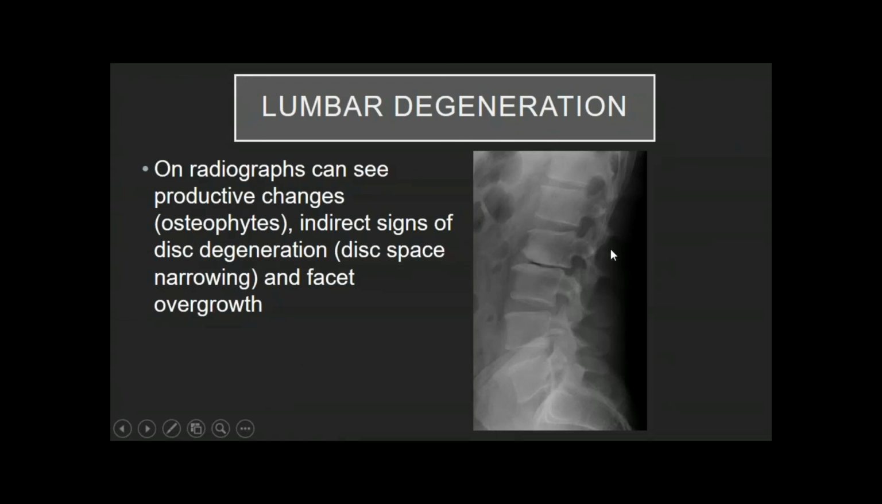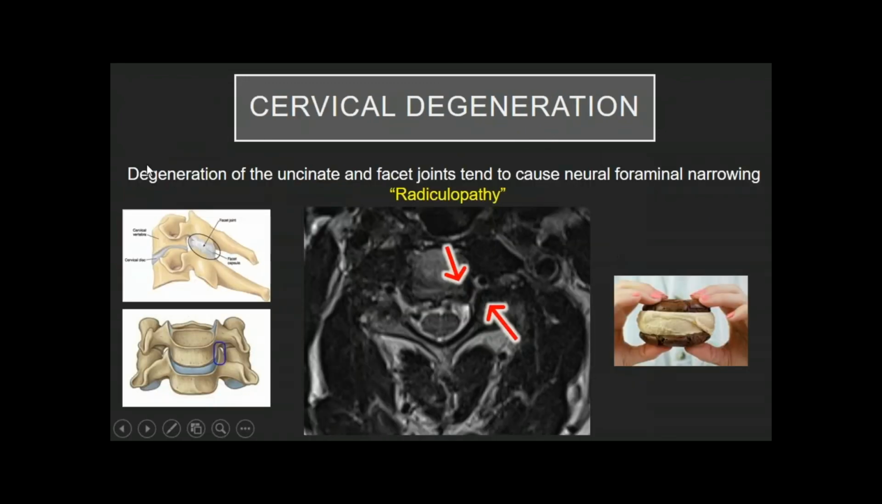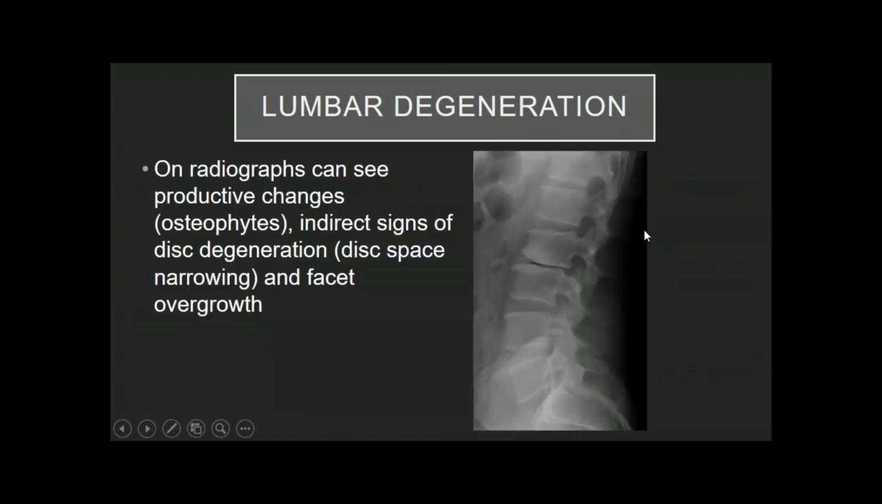So what does that mean? Let me just go back. The uncovertebral and facet joints are going to tend to cause foraminal narrowing, just like this example. So in the cervical spine, if you have a big disc you're going to think about spinal canal narrowing. And if you have large uncovertebral and facet joints, you're going to think about neural foraminal narrowing. I'm highlighting that because potentially there will be a question about it later.